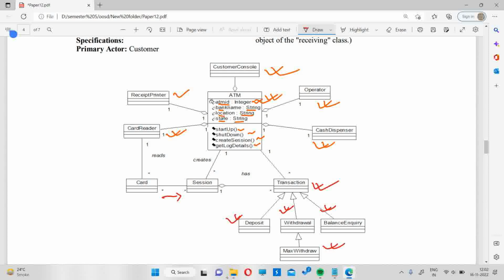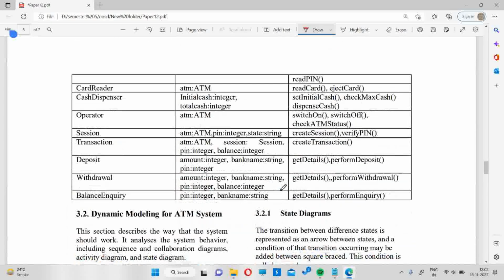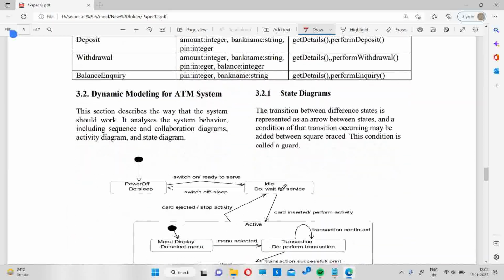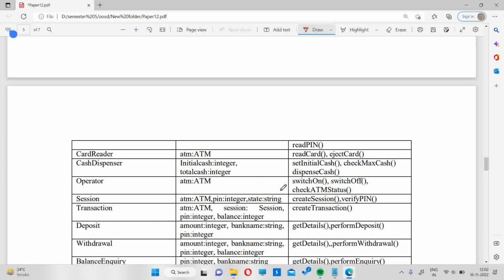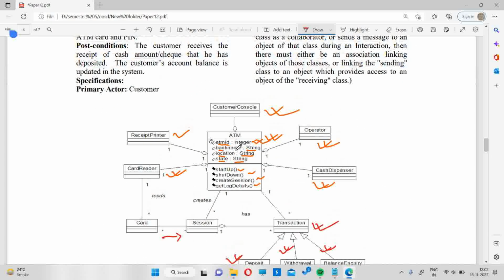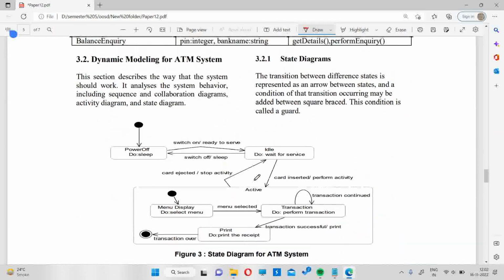So I hope it's clear to you all. This is a table which tells us about the things which I have told you before, all the things which are written in that particular diagram. It is being tabulated here. Now we will be discussing the dynamic modeling of the ATM machine.